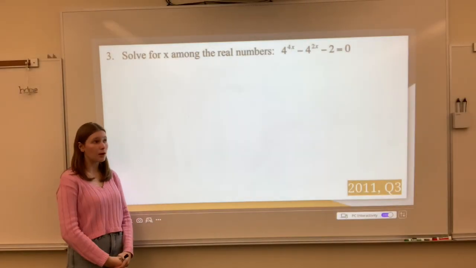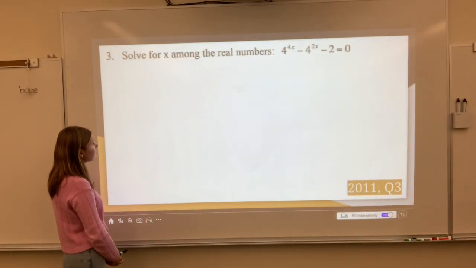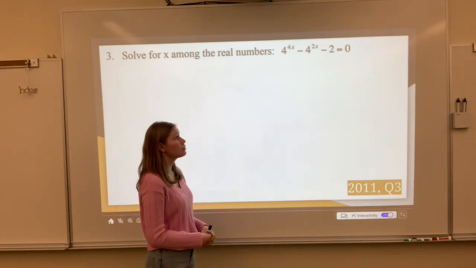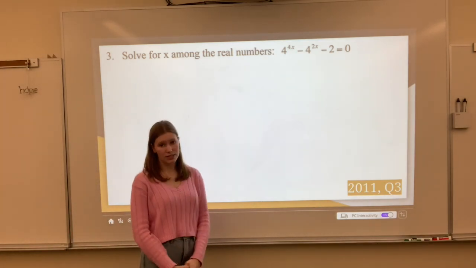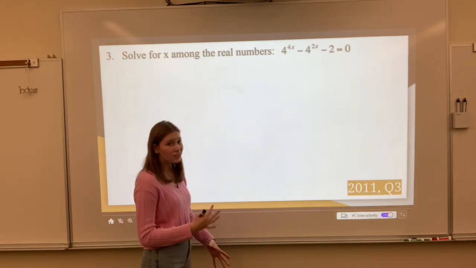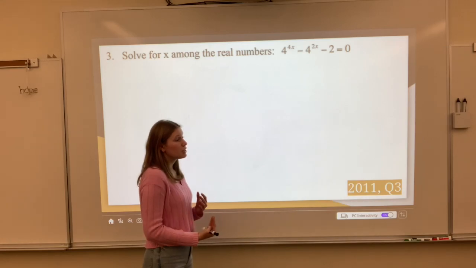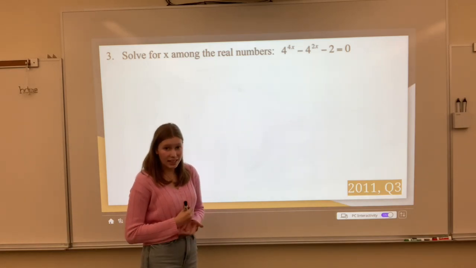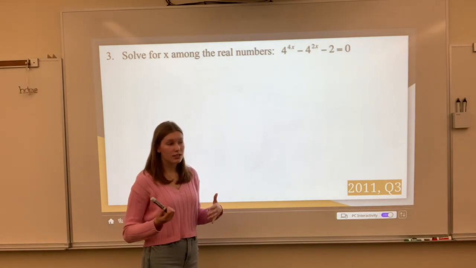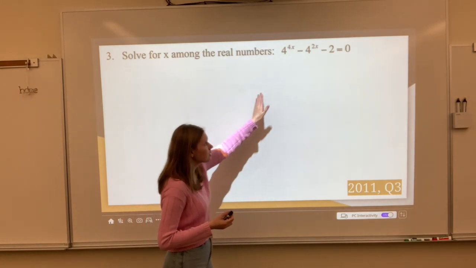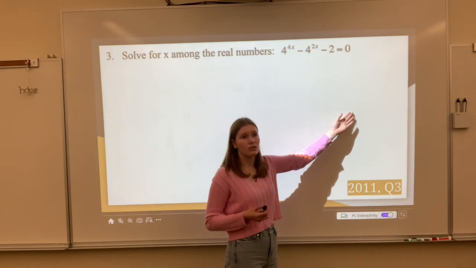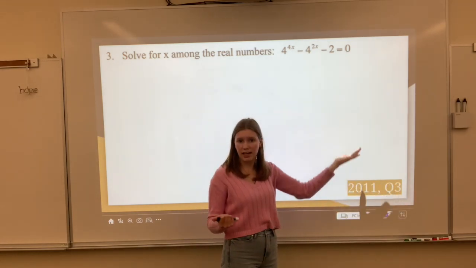All right, here's the next problem. Solve for x among the real numbers. 4 to the 4x minus 4 to the 2x minus 2 is equal to 0. Okay, this is a little weird. You could start rearranging things, but it's not going to get you very far. So, one thing to notice is, well, this looks a little familiar. This kind of looks like a quadratic when you set 0 to factor, right?